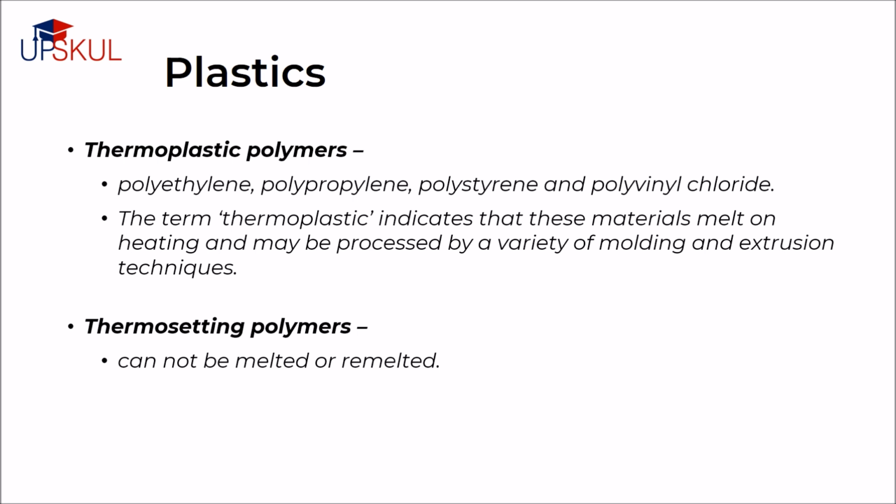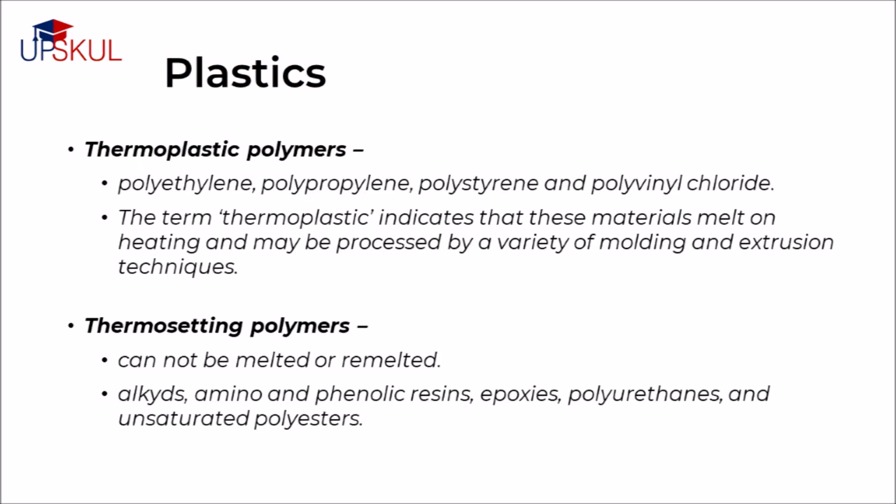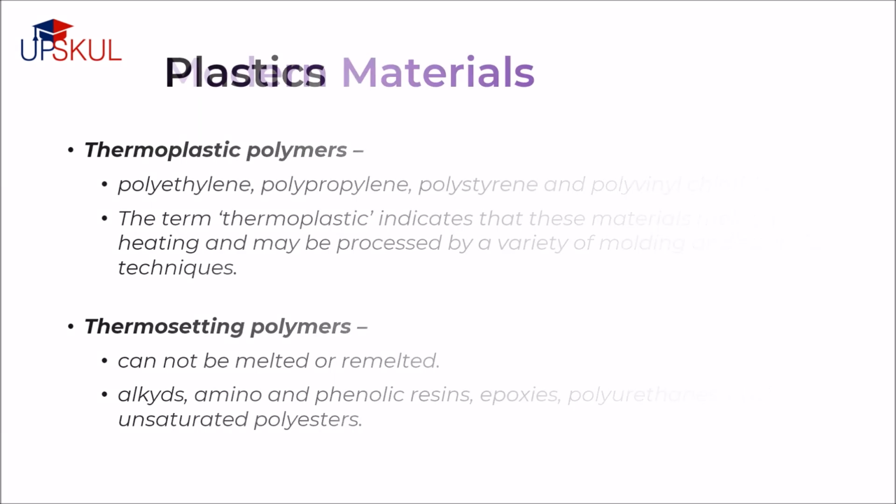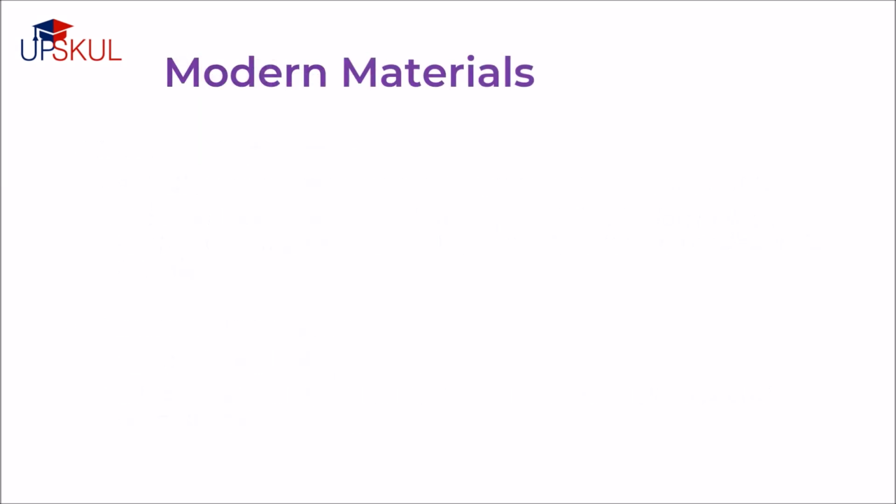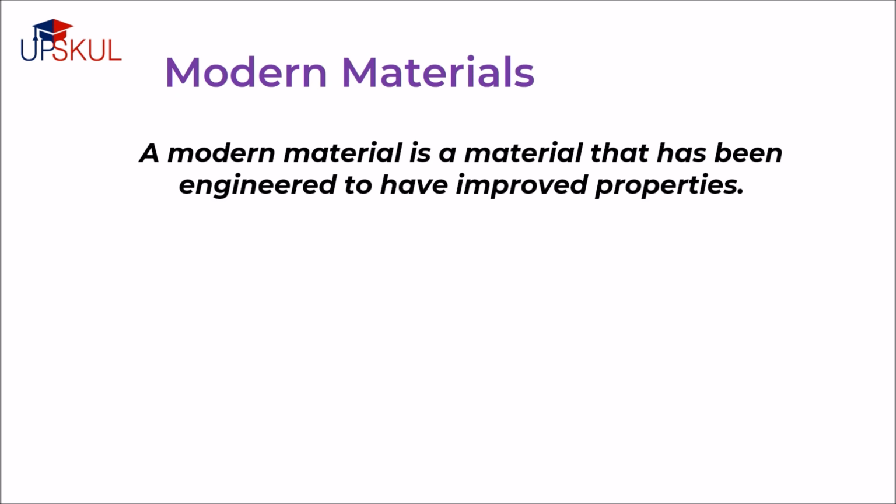Thermosetting polymers include alkyds, amino and phenolic resins, epoxies, polyurethanes, and unsaturated polyester. Now, let's come to the main topic of this lecture: modern materials. A modern material is a material that has been engineered to have improved properties.